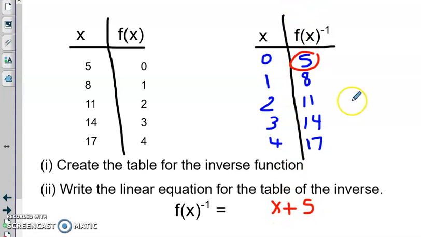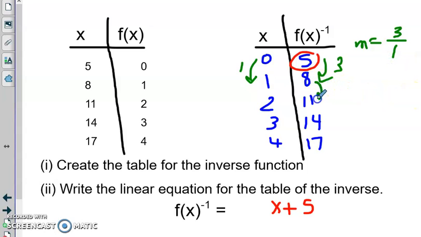For slope, we're looking at the change in the inverse side of it and the change in the x side. So as I go from 5 to 8, that's an increase of 3 as x increases by 1. So the slope is defined as the change in the y value over the change in the x value. The change in the y value is 3. The change in the x value is 1. So the slope is 3.